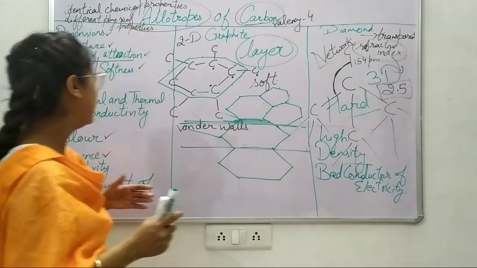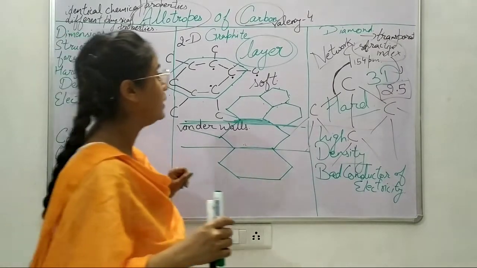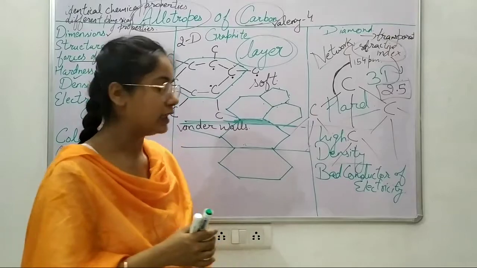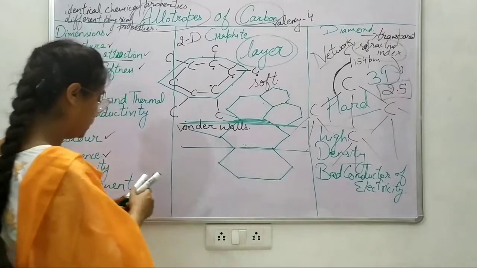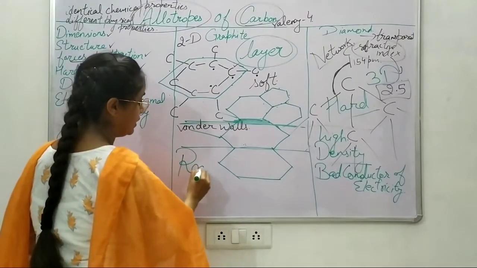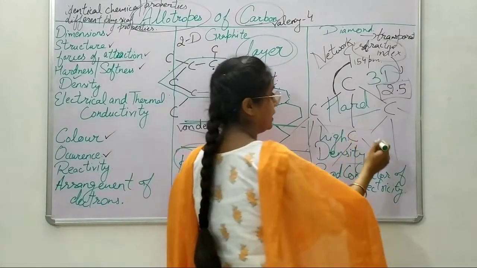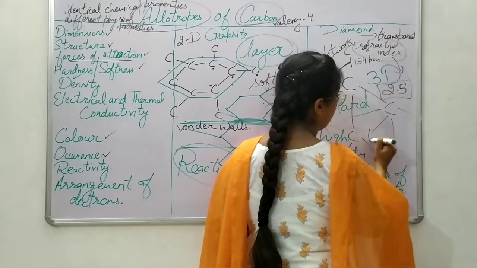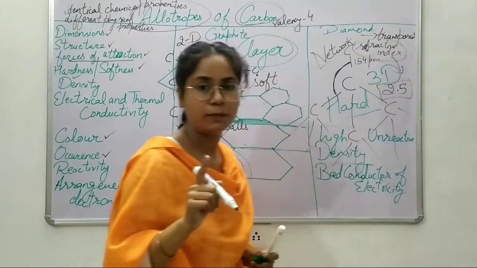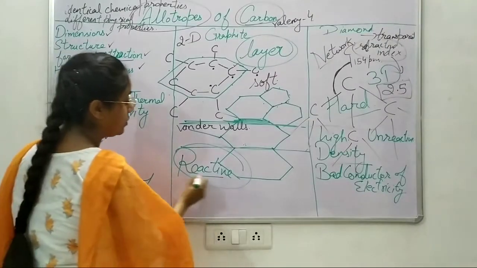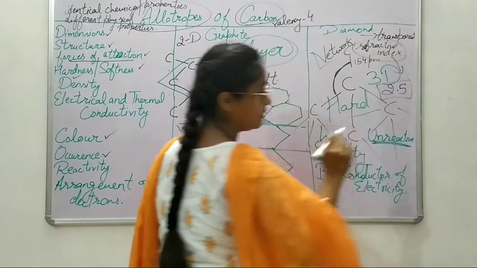Okay. Now the other one is reactivity. In case of reactivity, diamond is unreactive. Wait, did I tell you that graphite is unreactive? No. Graphite is actually reactive in nature. Graphite reacts very easily, but diamond does not react easily. So diamond is unreactive in nature. Apologies for that mistake. Graphite is reactive and diamond is unreactive.